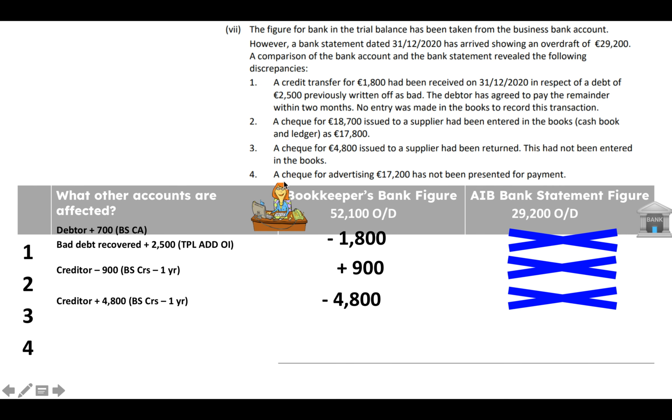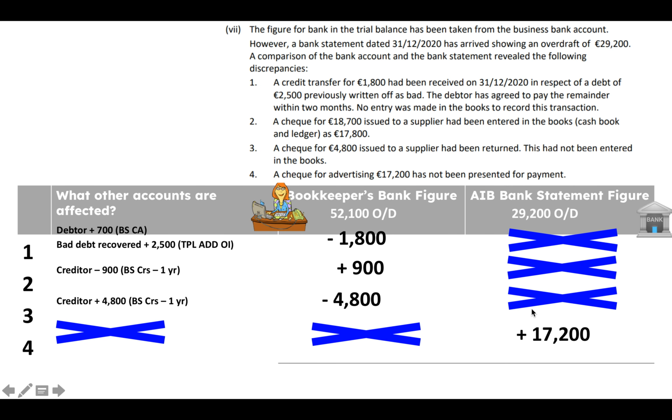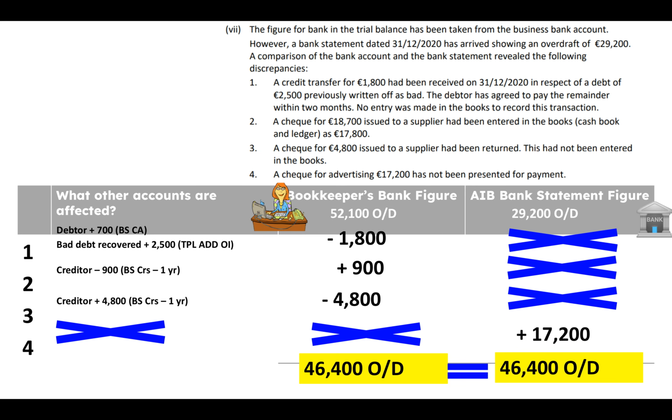Now, the bookkeeper knew about this cheque because she would have given it to the advertising company. So it doesn't say that the bookkeeper hasn't done anything in her account, so we can cross that off there. We've nothing to do there. But the overdraft, AIB's bank statement figure, will increase by 17,200 there. So overall then, you've got €46,400 in overdraft. And that is it.